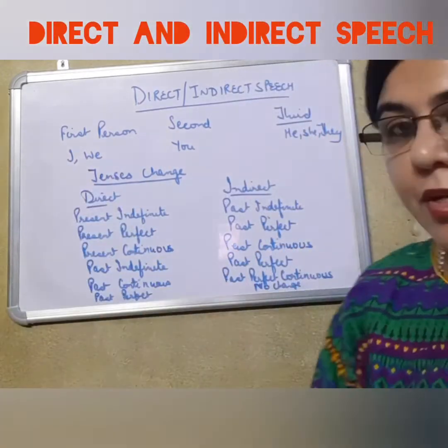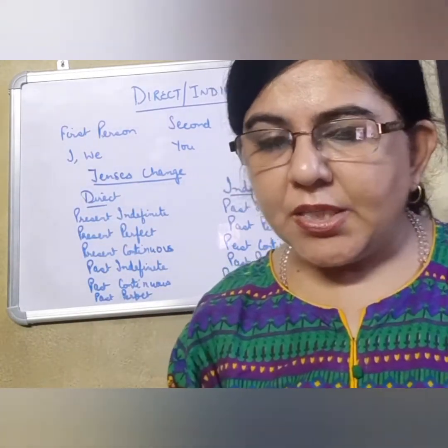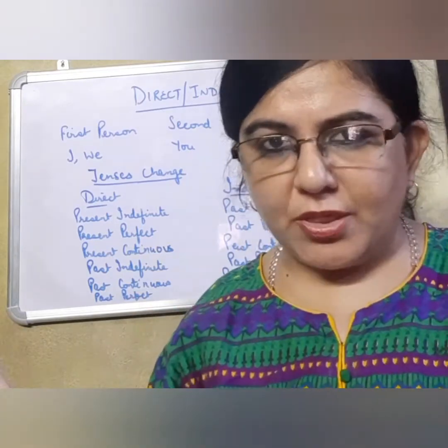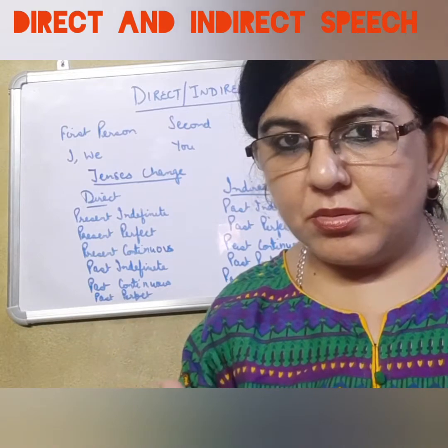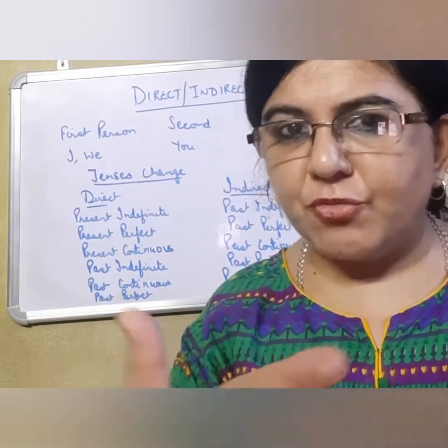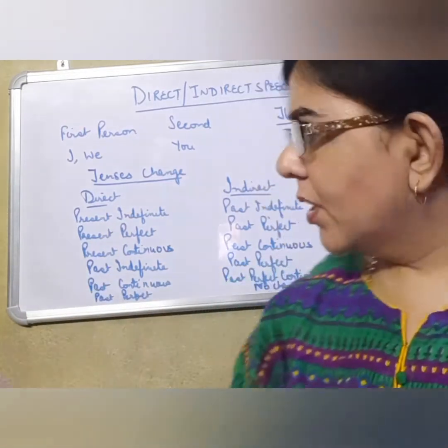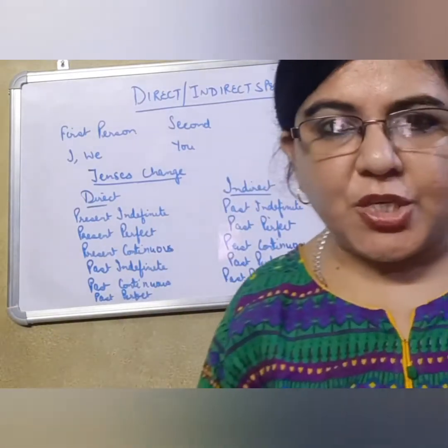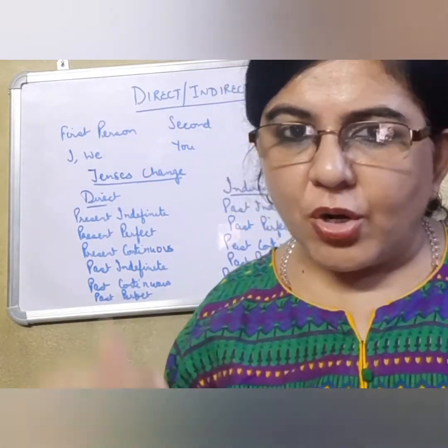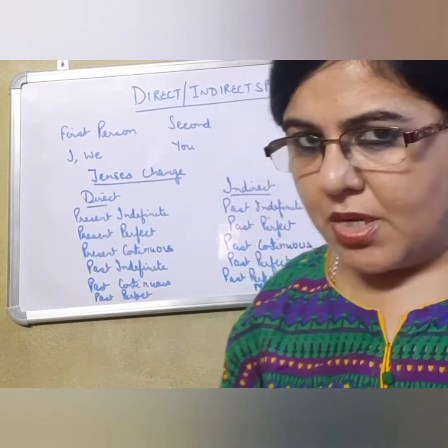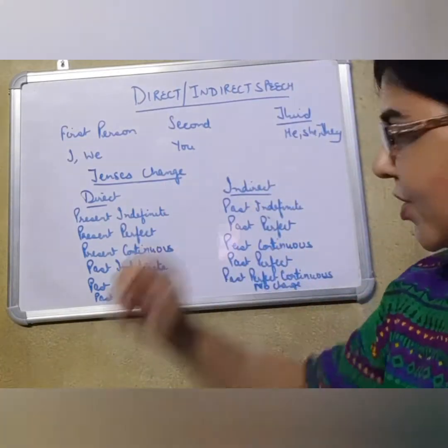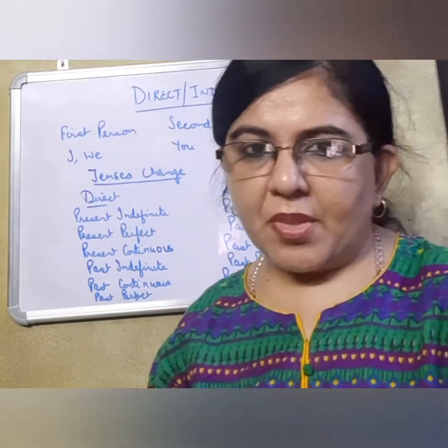First person, you already know, is I, we, related to us only. And second person is you, the person who is in front of you. Third person is he, she or they. According to these only, our direct and indirect speeches will work. And plus tenses change will also occur.